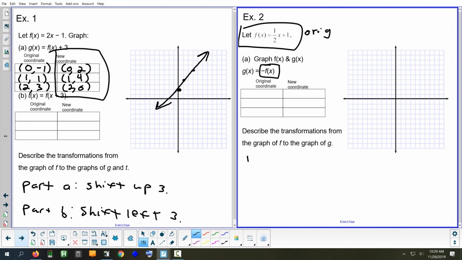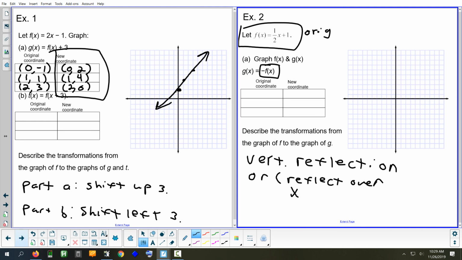Describe the transformation. Vertical reflection. Or you can say what else? You can also say reflect over x-axis. Okay.